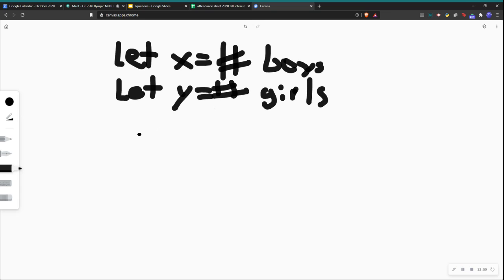Okay. And so we have 2 variables. We want to figure out 2 equations so that we can get one solution for x and y. So I'm going to write equation 1 over here, and then equation 2 over here.